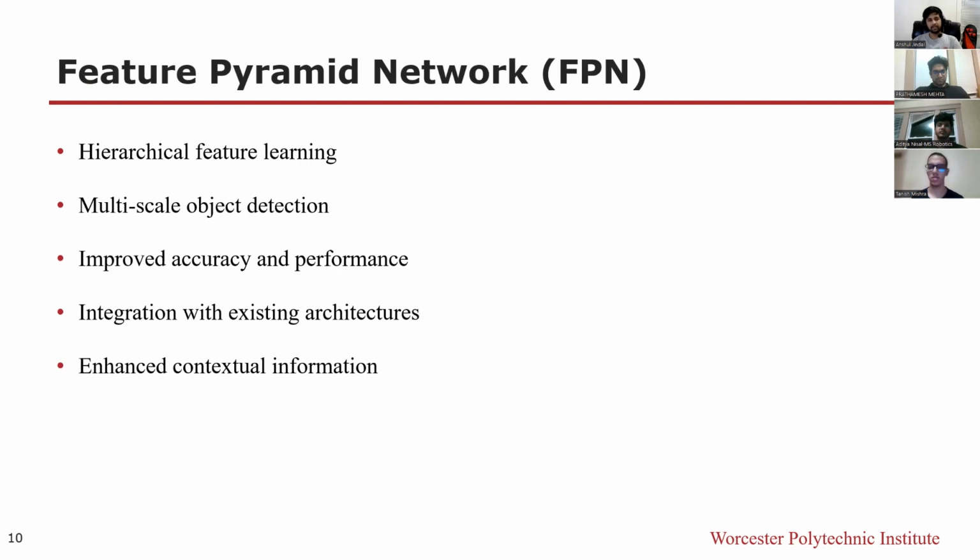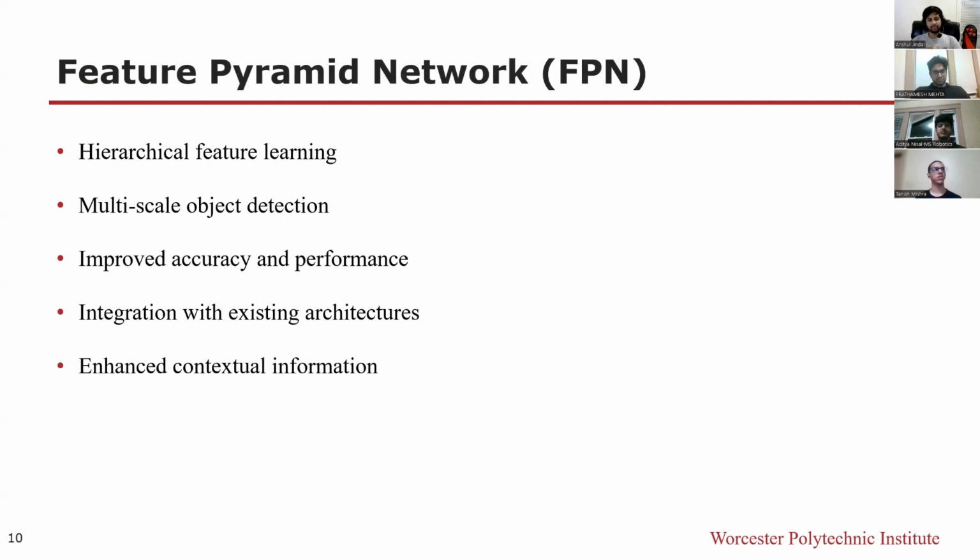The second reason is the multi-scale object detection. The FPN is able to detect the objects of various sizes, and thus it's particularly valuable for traffic object detection tasks where the object sizes can differ significantly.